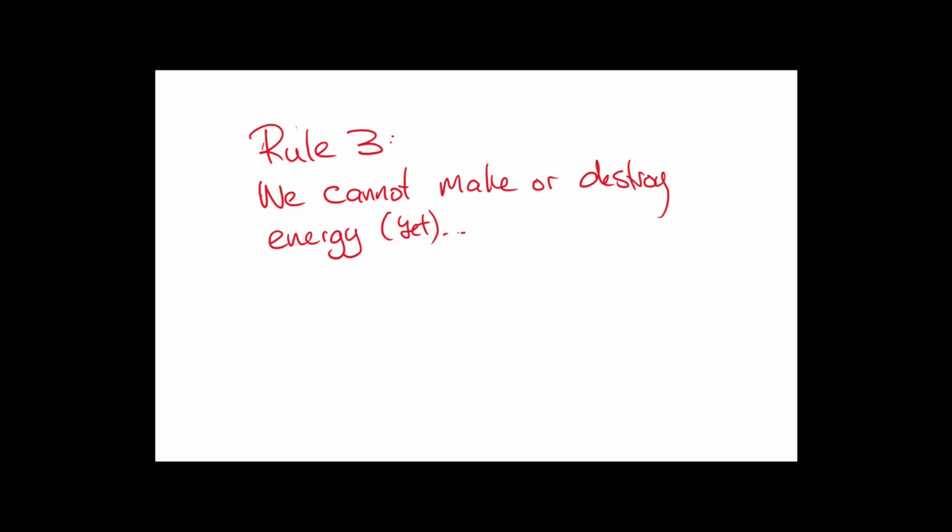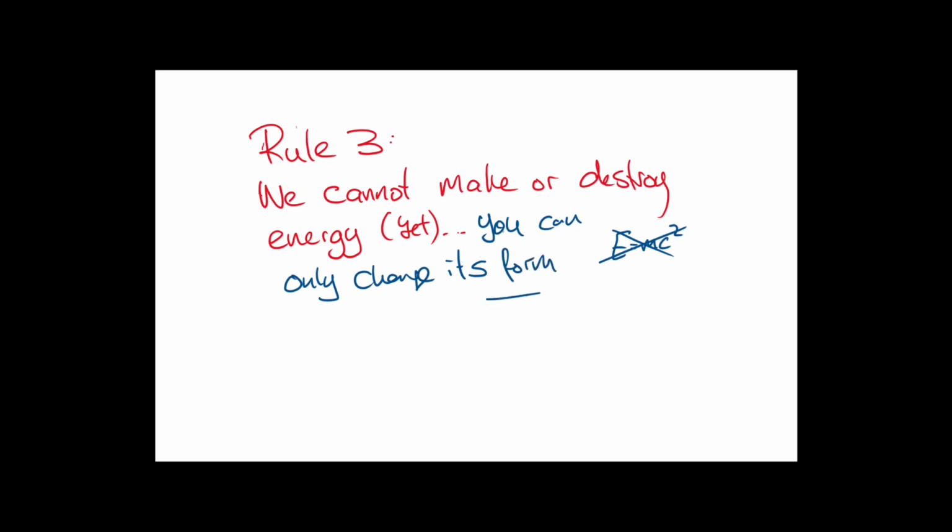Okay, the third rule is the conservation of energy rule. What that says is that we cannot make or destroy energy. Yet we can kind of do it using Einstein's theory, E equals mc squared. We have relativity, but you won't get that till year 13. For our purposes, we're going to say that you cannot make or destroy energy. You can only change its form. You can only change the type of energy.